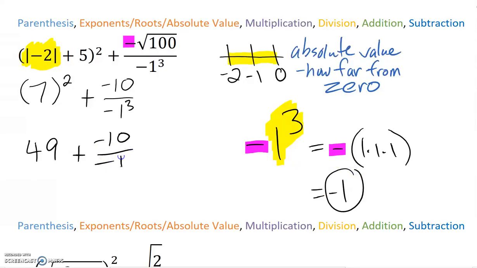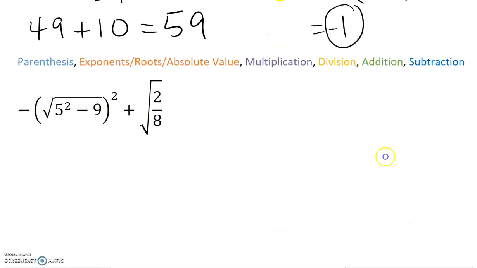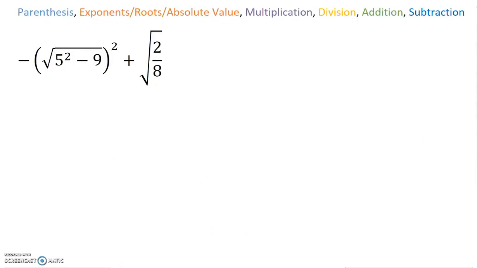So I'll write that. Now, to finish it off, we have 49 plus negative divided by negative is positive. 10 divided by 1 is 10, and we get 59 as our answer. So there we go. You just have to take your time. Be very, very careful with these negative signs, though. Okay? All right, moving on to our last problem. This one is a little bit difficult, but like I said, take your time. Starting from the left, going to the right, always.